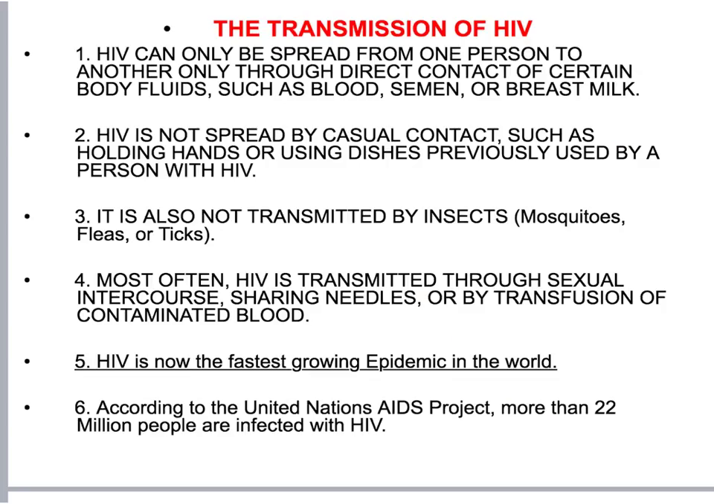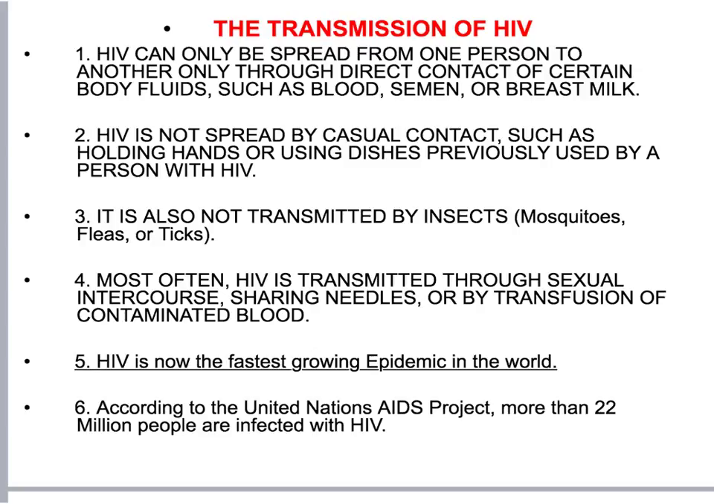Let's talk about transmission of the disease. HIV can only be spread from one person to another through direct contact of certain body fluids. Blood, semen, or breast milk. HIV is not spread by casual contact, such as holding a person's hands or using dishes previously used by an infected person. It is not transmitted by insects, such as mosquitoes, fleas, or ticks.